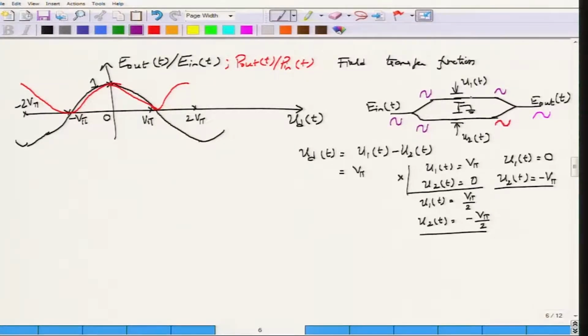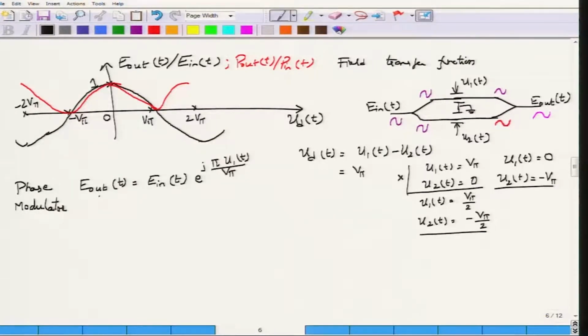To understand that, let us recall the relationship of the phase modulator. I have E out of t is equal to E in of t multiplied by e to the power j pi u1 of t divided by V pi. This is the phase modulator equation that I am writing. Here, u1 of t is the electrical drive signal applied to the phase modulator, E in of t is the light wave coming from the laser, and E out is the output of the phase modulator.